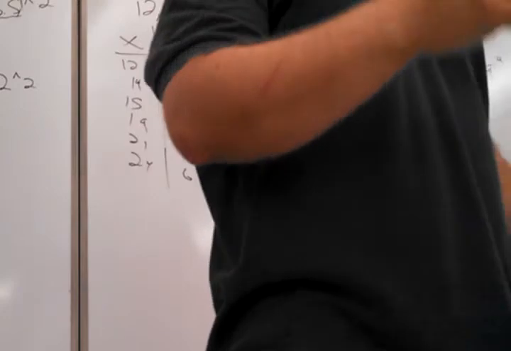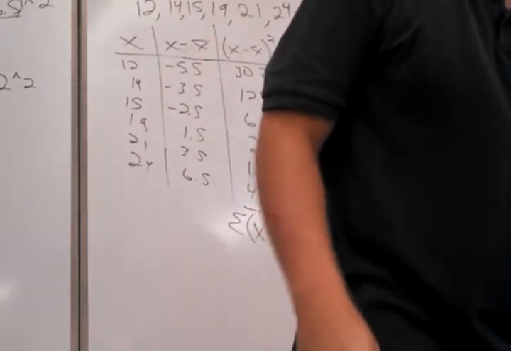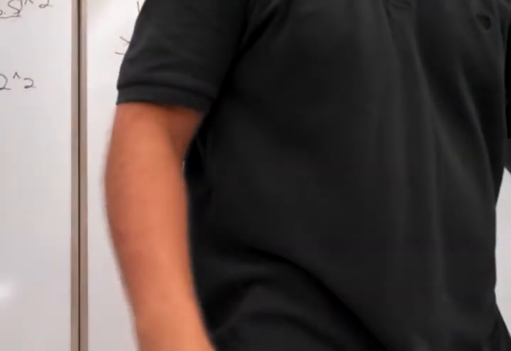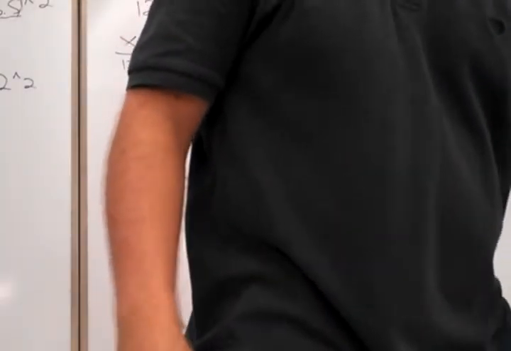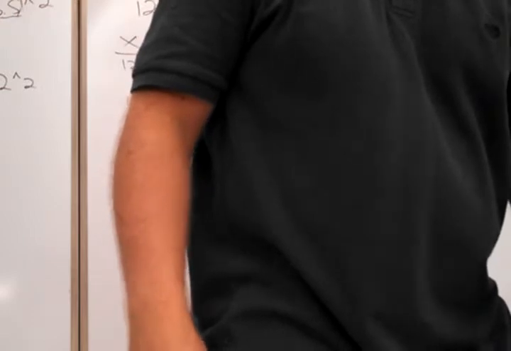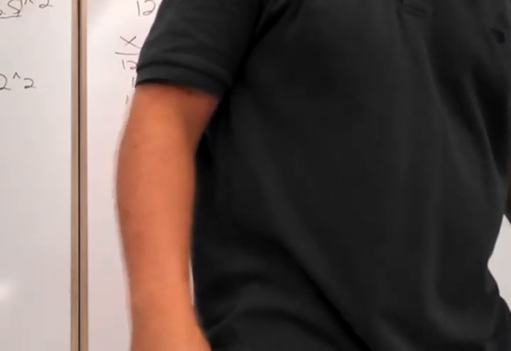Can you show me how to do the range for standard deviation? You mean the range rule of thumb? It just says range. It says range rule of thumb. Where does it say that?